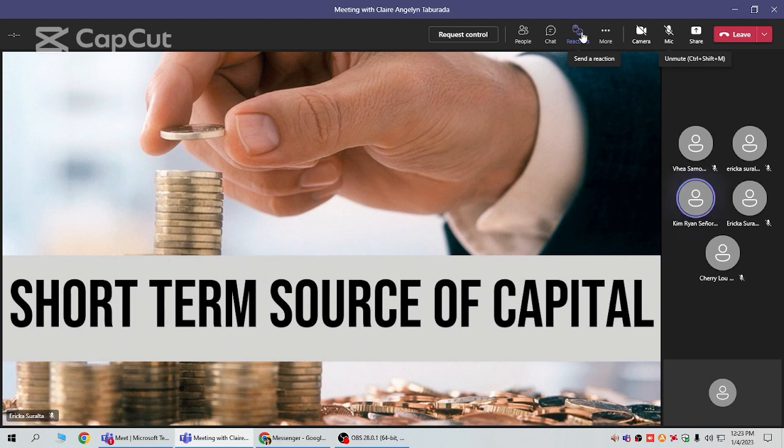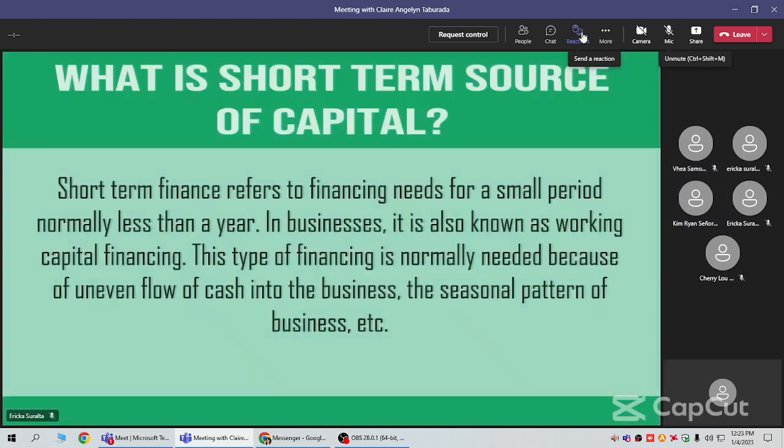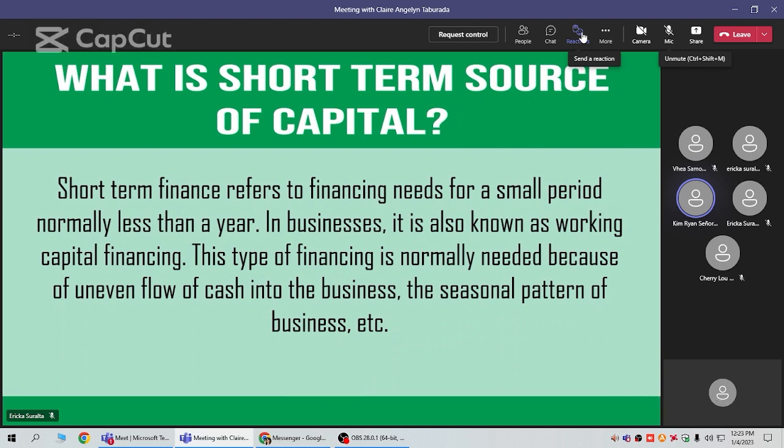So next we have short-term sources of capital. So what is a short-term source of capital? Short-term finance refers to financing needs for a small period, normally less than a year. In a business, it is also known as working capital financing. This type of financing is normally needed because of an uneven flow of cash into the business, the seasonal pattern of a business, etc.